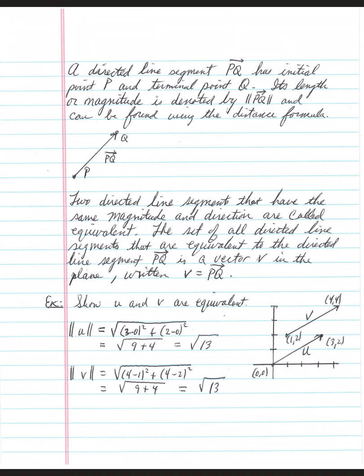Hey everybody, let's look at vectors in the plane. This will be in the last unit of your trig. A directed line segment PQ has initial point P and terminal point Q.